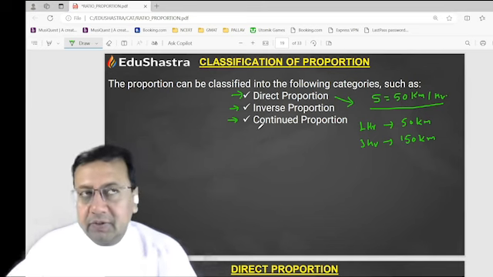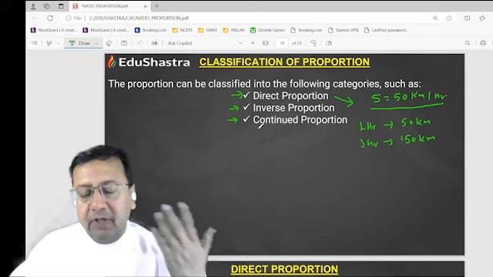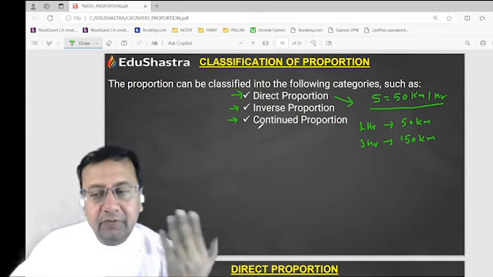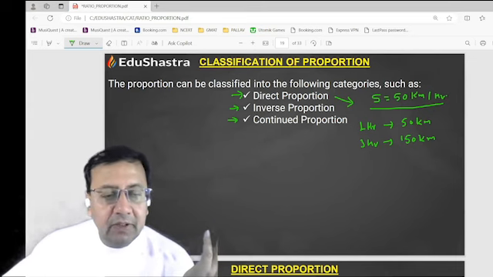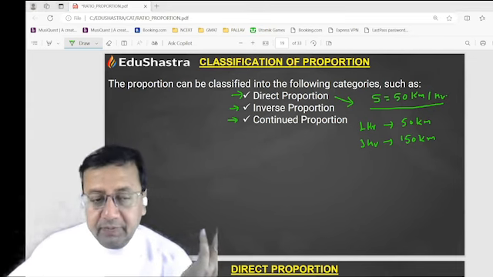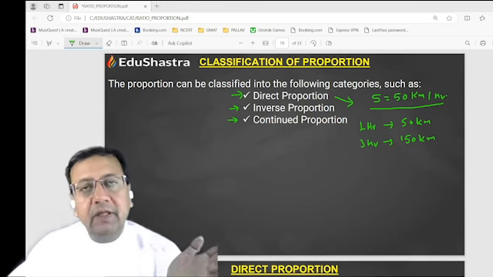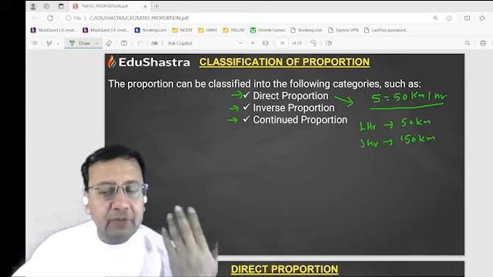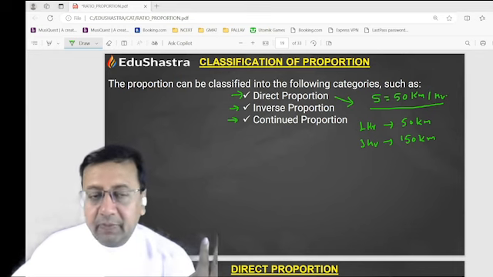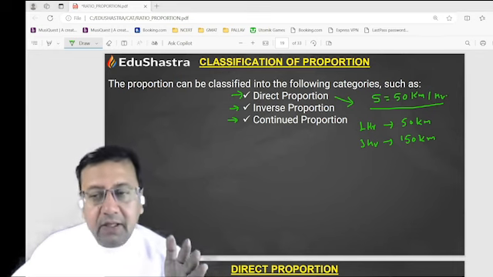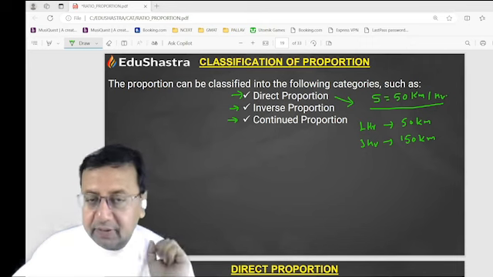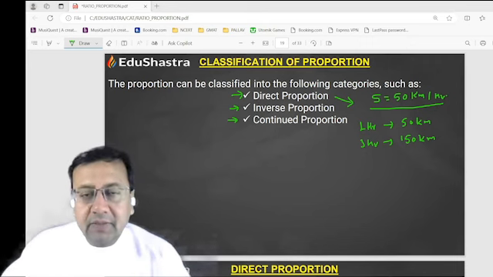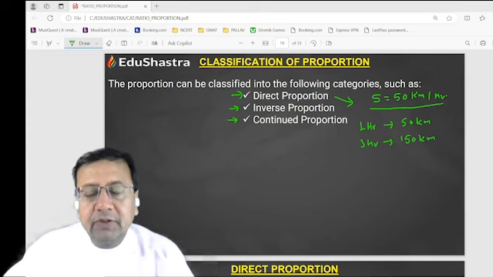Now, inverse proportion. How will I define it? In inverse proportion, if one variable changes, the other will change in the other direction. If one variable increases, the other will decrease. If one variable decreases, the other will increase. So can you give me some example for the inverse proportion?